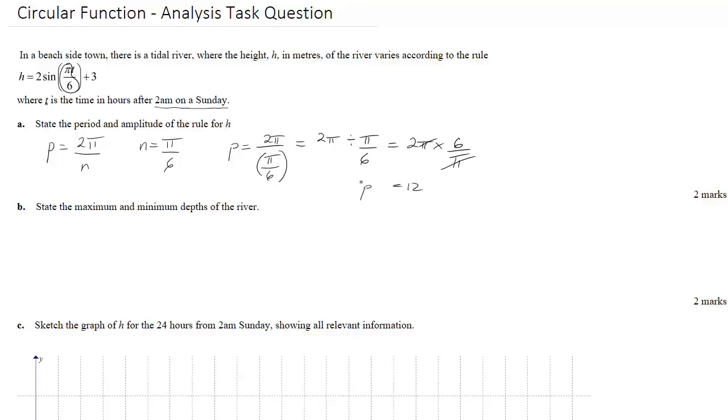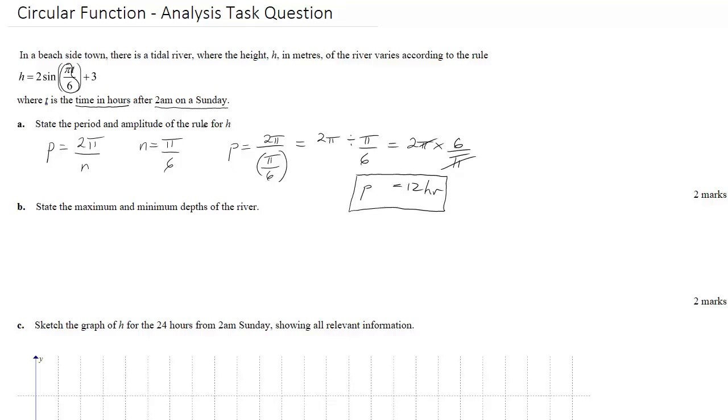So the period is actually, in this situation, equal to 12 hours, because the time is measured in hours. Okay, it says it here, the time in hours after 2 a.m. on a Sunday. So that's the period. So that would give you your 1 mark.